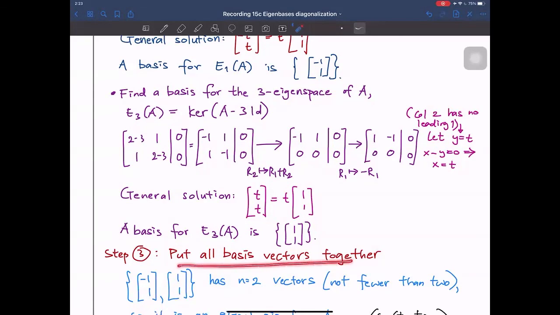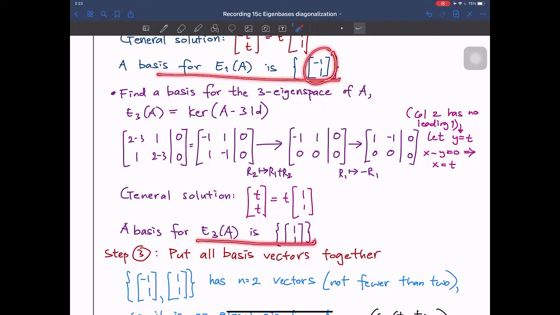In the next step, I combine all vectors together. So I take all vectors from the basis of the one eigenspace. It just has one vector, which is negative 1 and 1. And I take all vectors from this eigenspace, and I put all of them together into one set. I see that this set has 2 vectors, and the matrix is 2 by 2. And this tells me that this set is an eigenbasis for A.